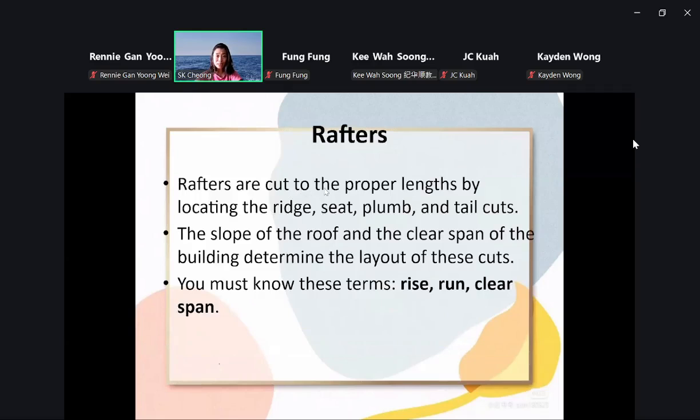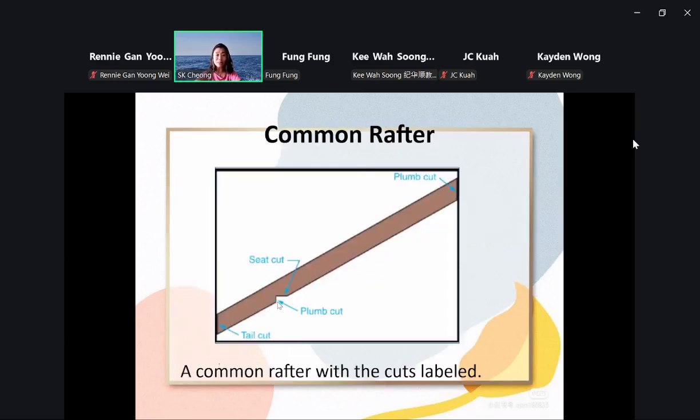Rafters are cut to the proper length, depending on the size, right? The slope of the roof and the clear span of the building determine the layout. How does it lay out? That's why the terms you must know are rise, run, and clear span to design a roof framing.